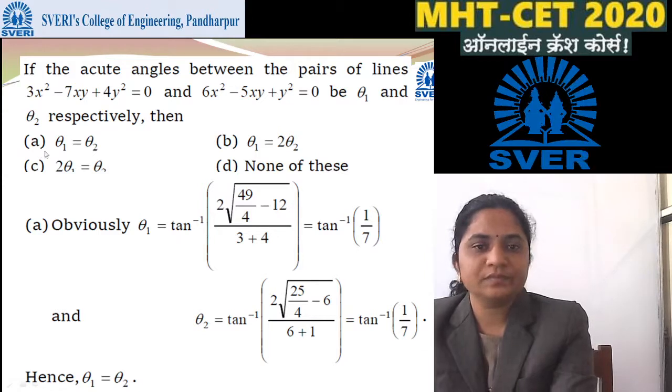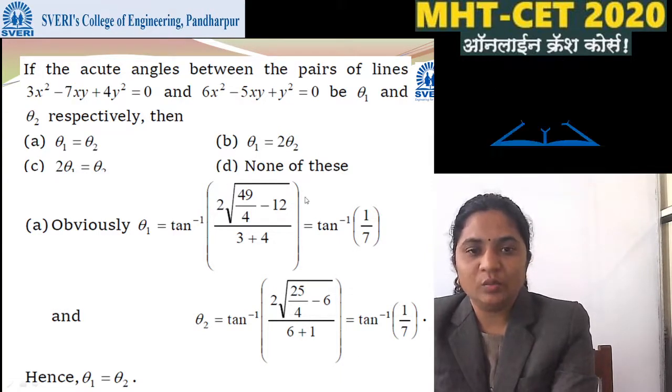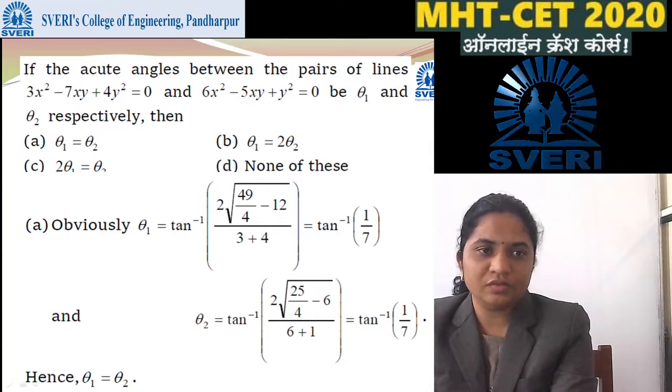Option A. If they are changed, then we can see what the relation is. If not equal, then we can write none of these. So here they are equal, so the first option is correct.